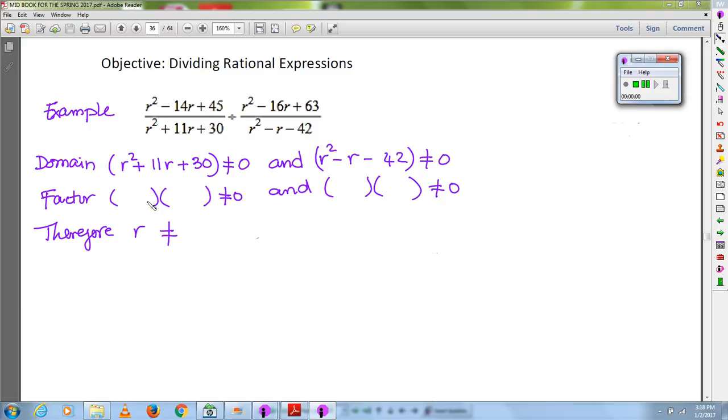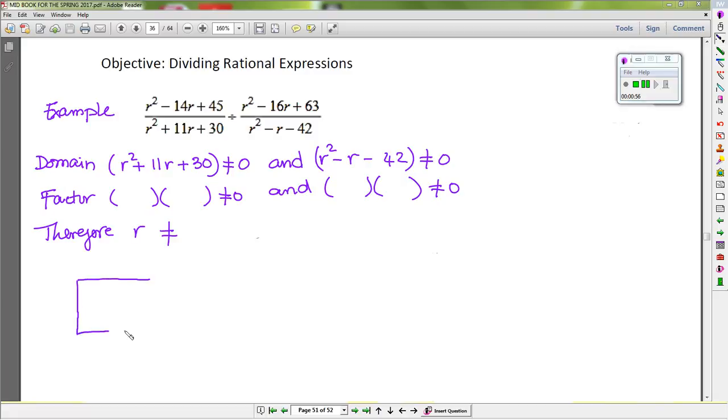Then the next step is to factor, and then finally we can set each factor equal to 0, and conclude that r cannot be equal to something. So let's begin now. I'm going to get a square. Let's start by putting the r squared on the top left corner, and then 30 at the bottom right corner of this 2 by 2 box.